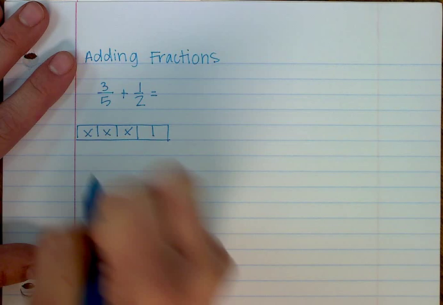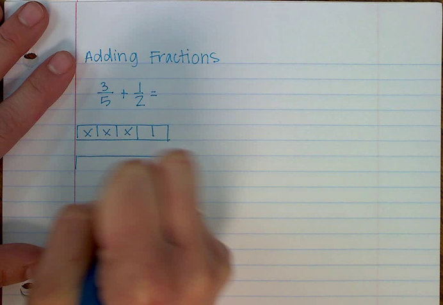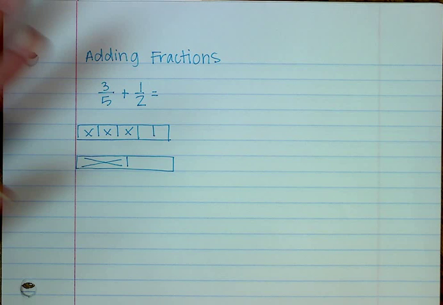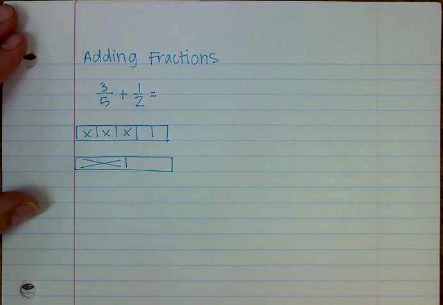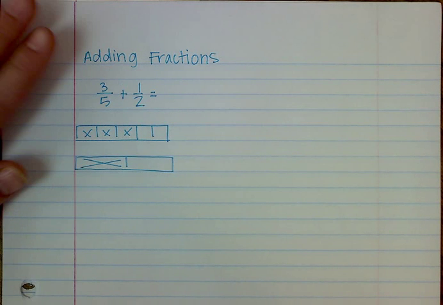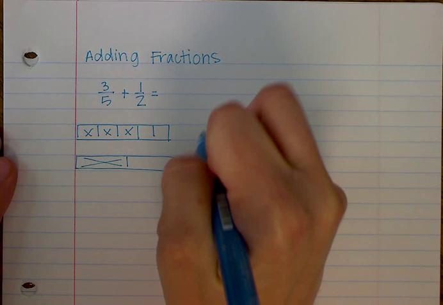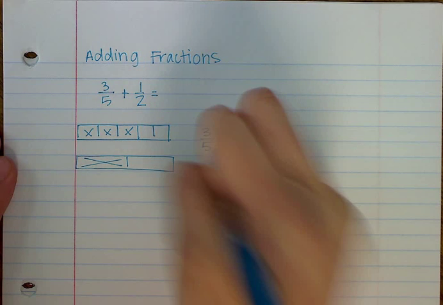And 1/2 is going to be half of something that's the same size, so you can't add that amount together. So you have to find common denominators. In order to find common denominators, I need to think of multiples of 5 and multiples of 2 and find the least common multiple. I know that the least common multiple of 5 and 2 is 10.